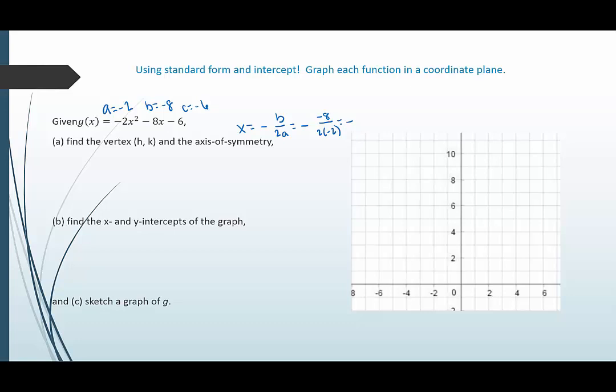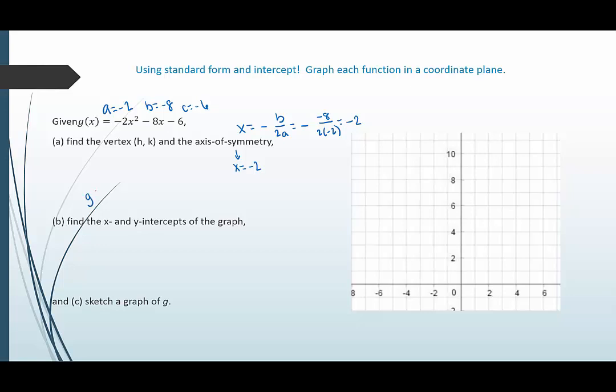Then we want to clean this up. The denominator is 2 times 2, which is 4. 8 divided by 4 is 2. So we end up with, first of all, an axis of symmetry of x equals -2. And we now know the x-coordinate of the vertex is -2. To determine the y-coordinate, we plug in -2 into the given function.